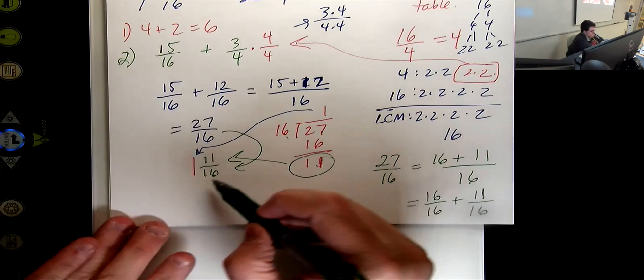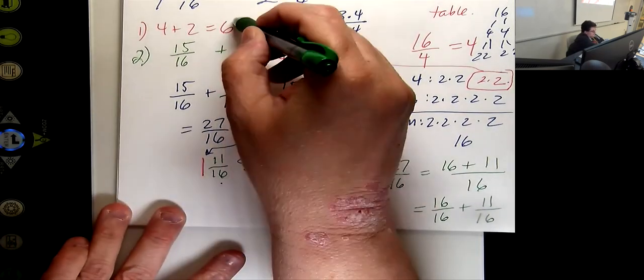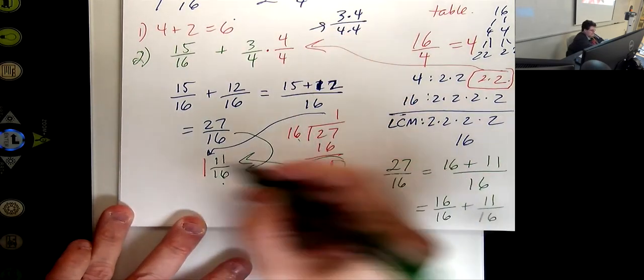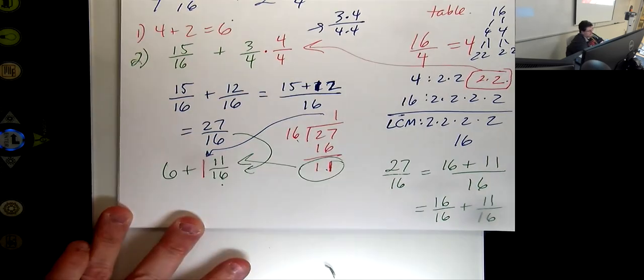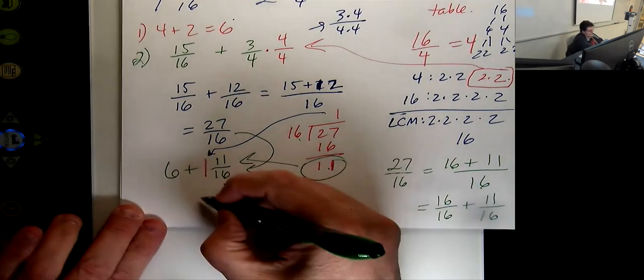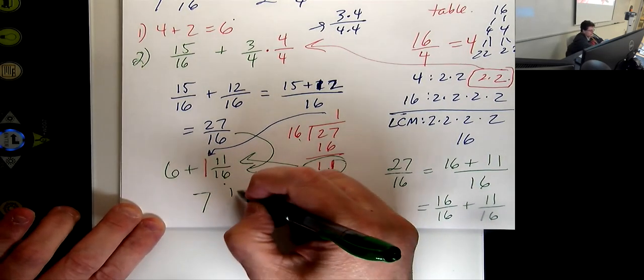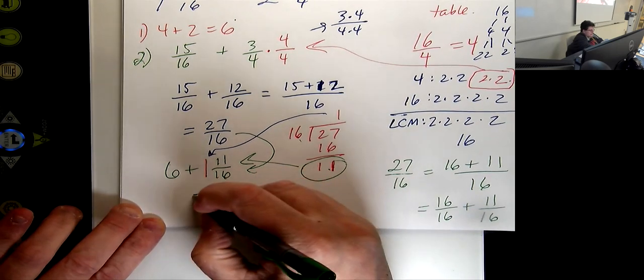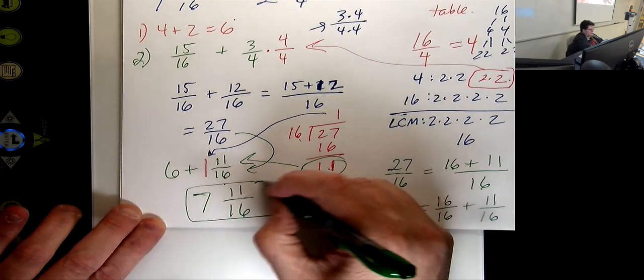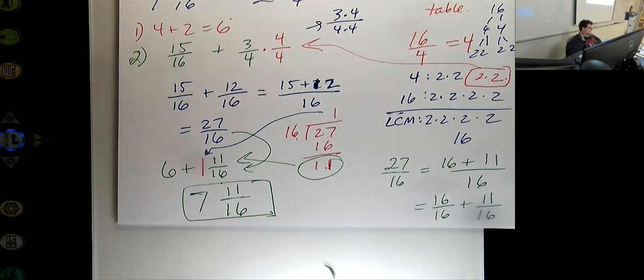But we weren't done. So we had the 6 up here, and this 1 and 11/16 is here. So 6 plus 1 is 7, and I've got 7 and 11/16. That would be 15 over 16 plus 2 and 3/4.